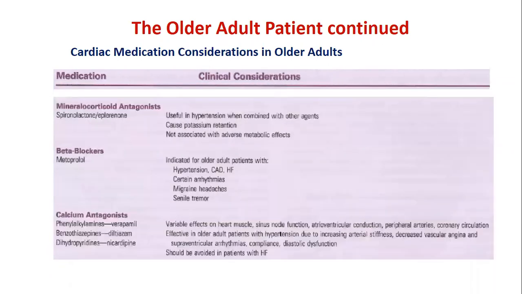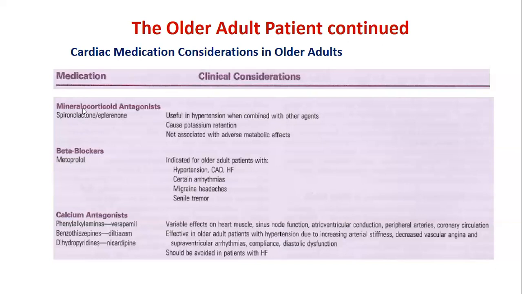What next? So next medication here, we can say it is called mineralocorticoid antagonist or spironolactone. Spironolactone is also a potassium-sparing diuretic. Another one is called beta blocker, metoprolol.